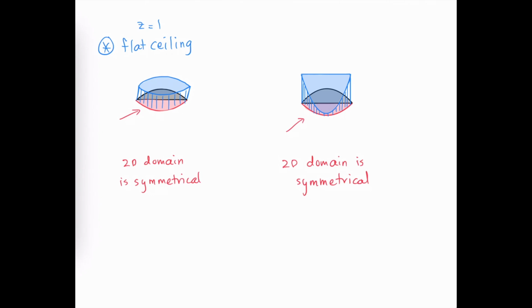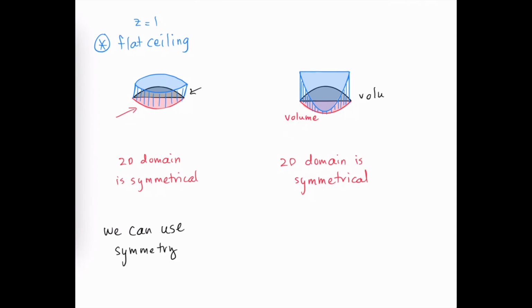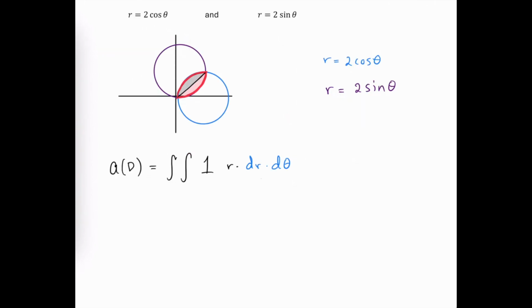Here we have our 2D region in the floor in both cases. Notice that 2D domain region is symmetrical. But this is the only scenario that enables us to use symmetry, and that's because we have a flat ceiling. Because the volume over the red region is the same as the volume over the gray region, this enables us to use that symmetry. But if we had a different ceiling function, and the volume above the red region was different than the volume above the gray region, then we cannot use symmetry. So now we're going to find the area above the red region and then double that to get the total area of the entire domain.